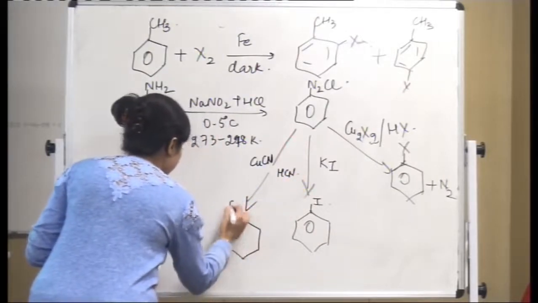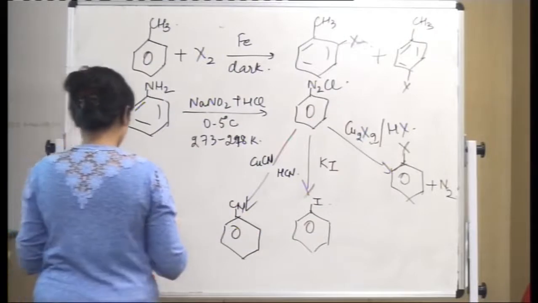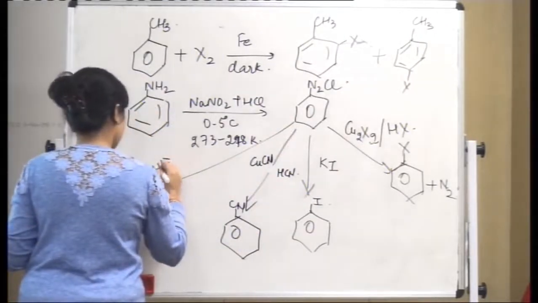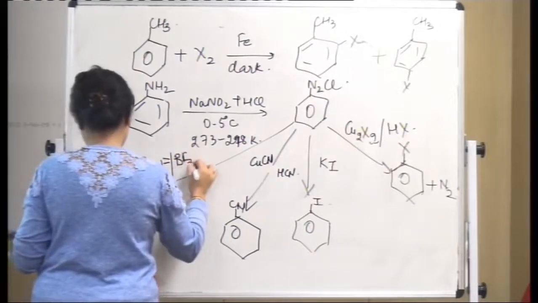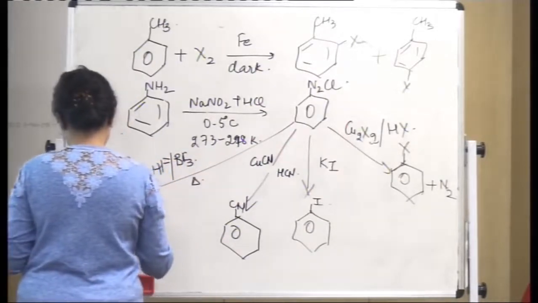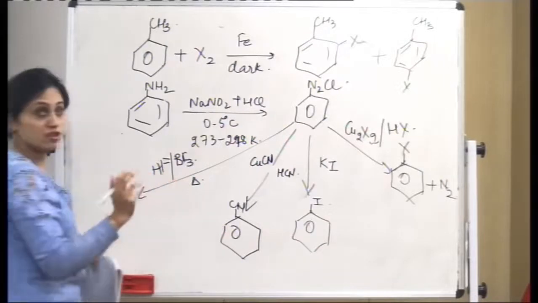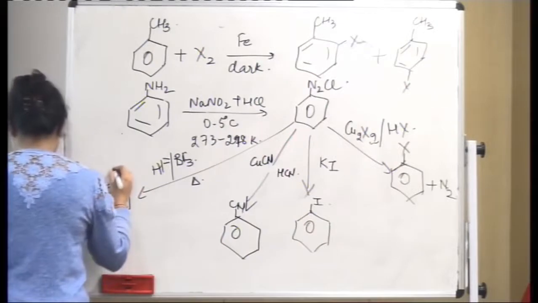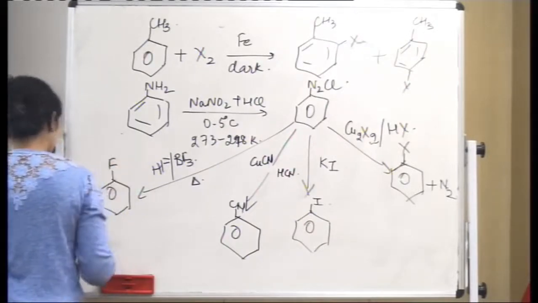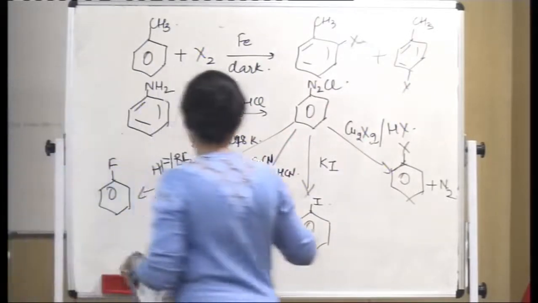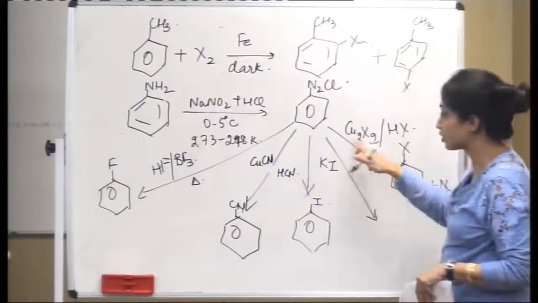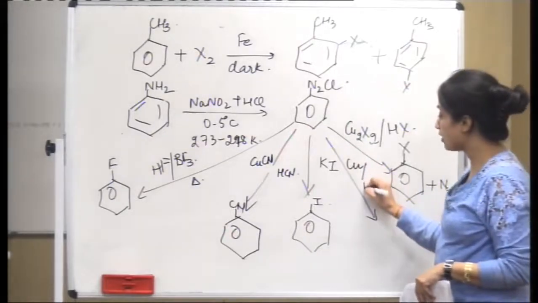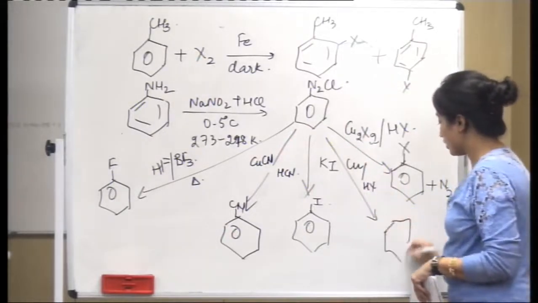You tell me? Cyanobenzene. If you add HF in the presence of BF3 and heat it, this is the Balz-Schiemann reaction, and you get fluorobenzene in this case. And there is a Gattermann reaction. In the Gattermann reaction, you simply add, instead of Cu2Cl2, copper powder along with your HX. So you get your X here.